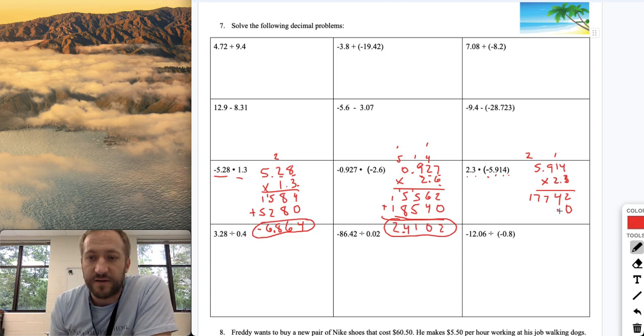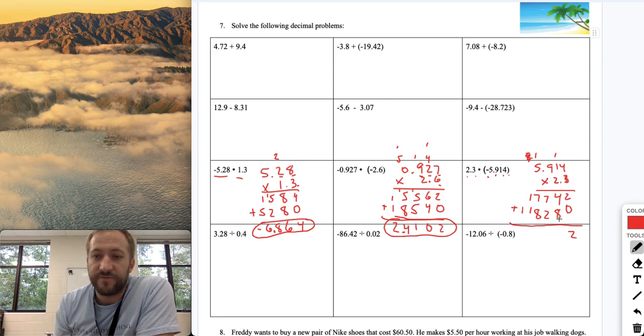2 times 4 is 8. 2 times 1 is 2. 2 times 9 is 18. Carry the 1. I'm going to mark that out. 2 times 5 is 10 plus 1 gives me 11. And now I get to go through and add these up. 2 and 0 gives me 2. 4 and 8 gives me 12. Carry the 1. 2 and 7 is 9 plus 1 is 10. Carry the 1. 8 plus 7 is 15 plus 1 is 16. 1, 2, 3, and 1.